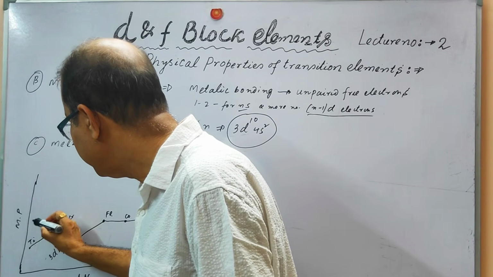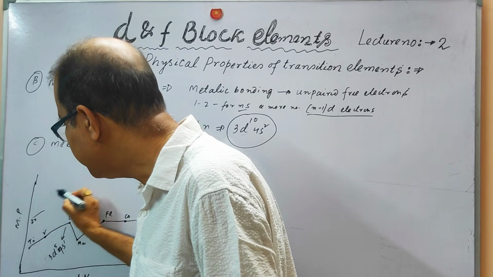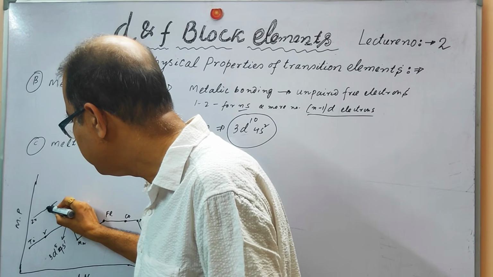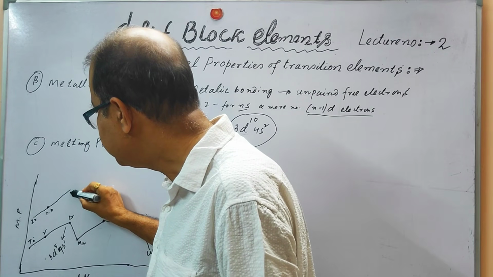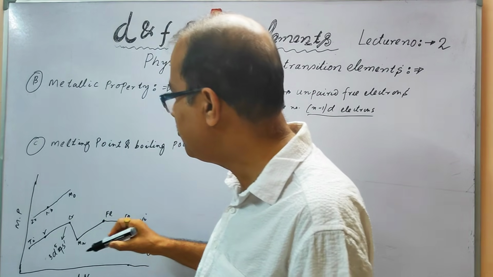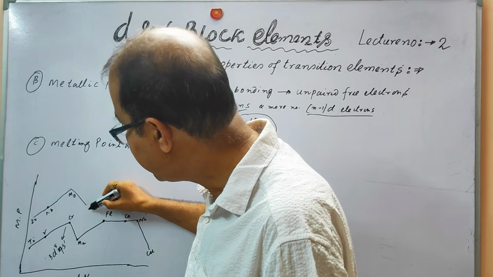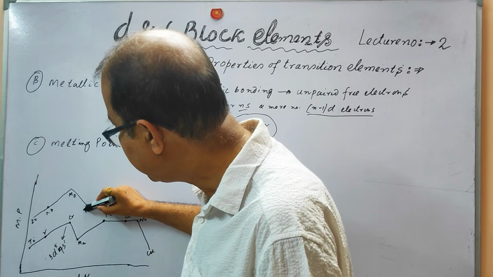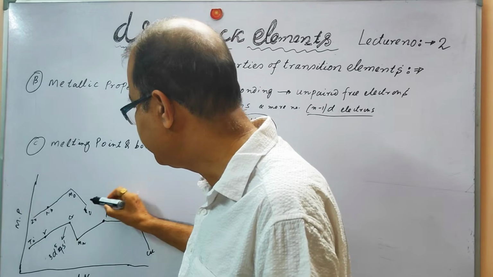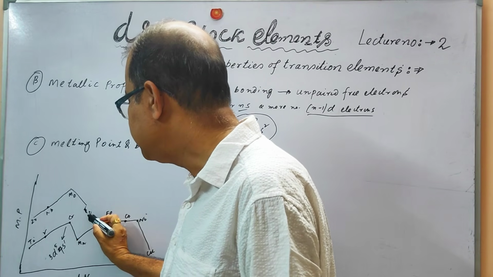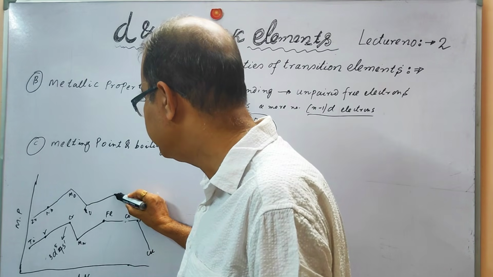Then the 4D series, we start with zirconium, then niobium, then molybdenum. Here also you can see molybdenum having a very high melting point, and again, like manganese, you will find an abnormal melting point, and here also in technetium you will find the same trend, and afterwards the graph follows this trend.